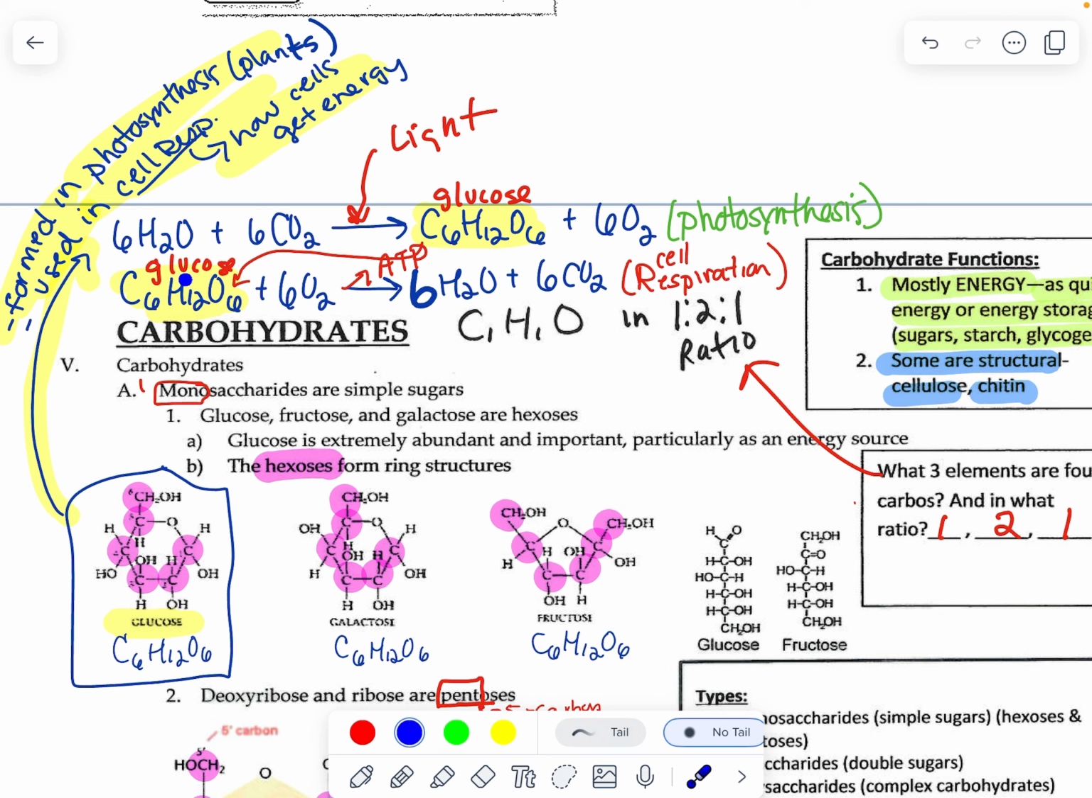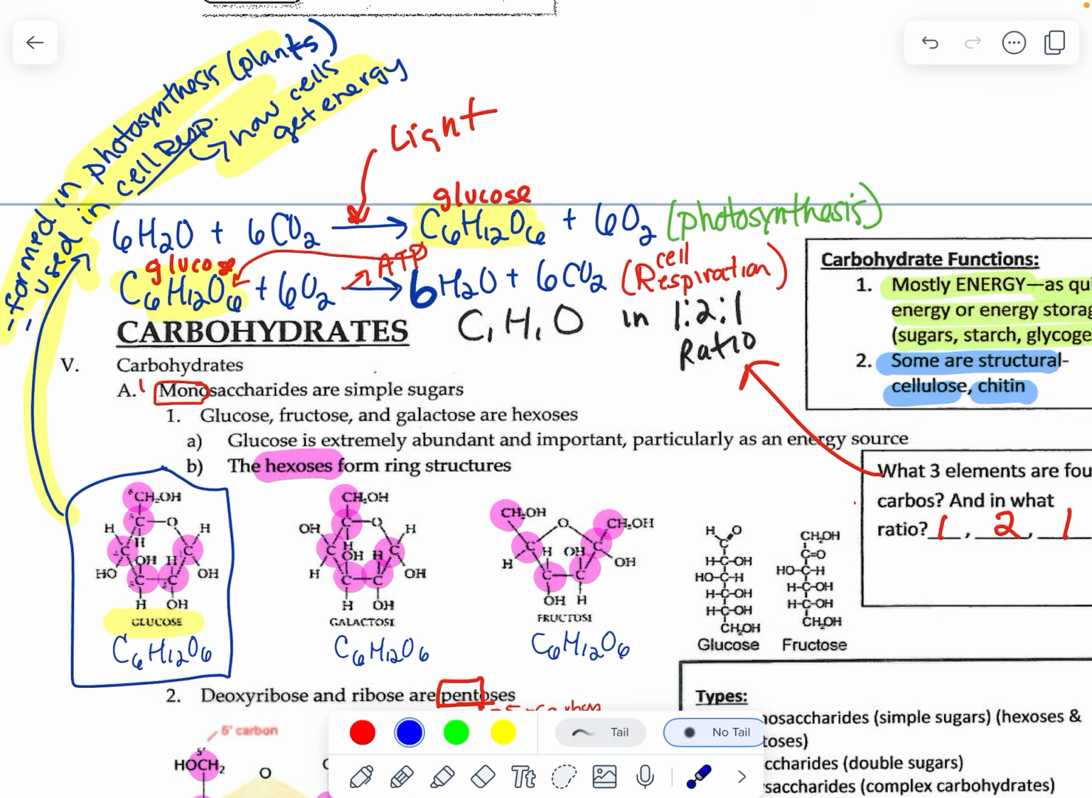I just was pointing this out because glucose is sort of the main monosaccharide carbohydrate that we'll talk about. Okay, it's formed in photosynthesis and it's used in cell respiration. This is how cells get energy. So I kind of starred that one. Make sure you know that one.